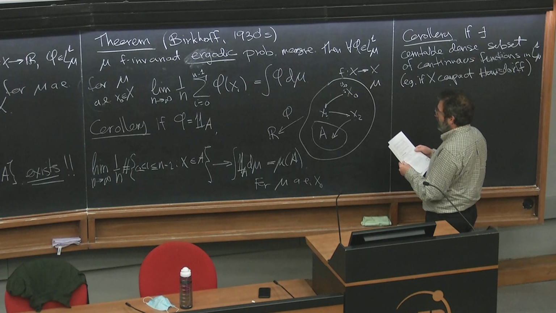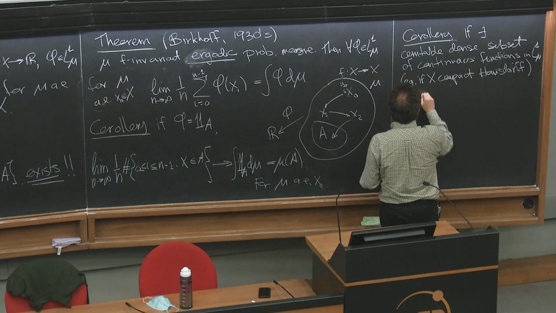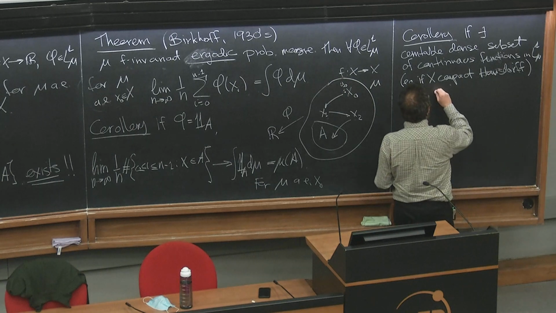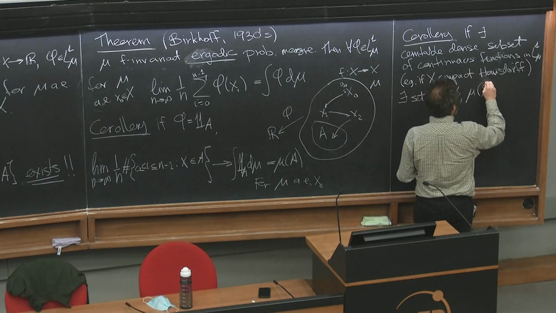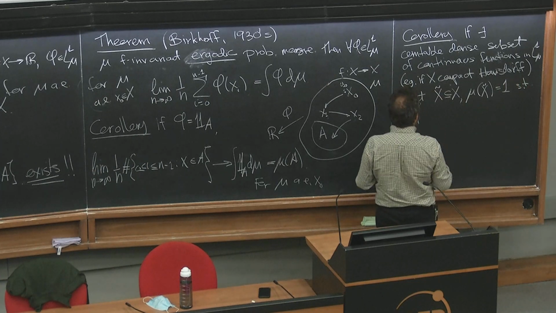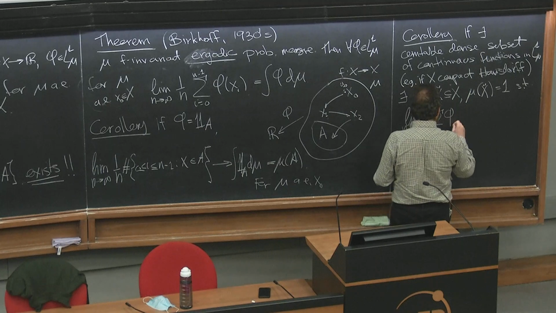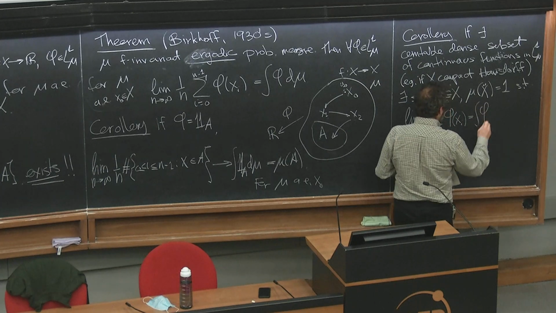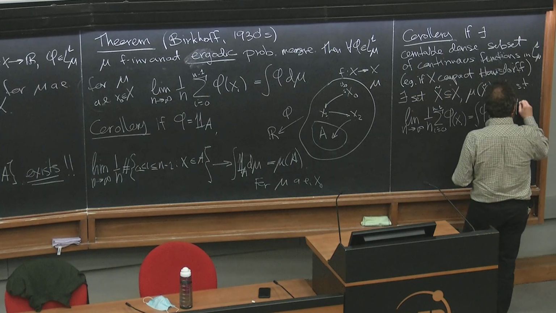Then there exists a set, let me call it X tilde in X with mu of X tilde equal to 1, such that the limit as n tends to infinity of 1 over n sum of phi of x_i equals the integral of phi d mu, for all phi continuous.